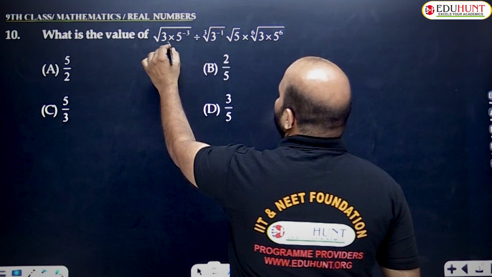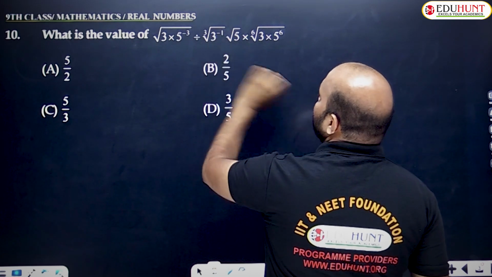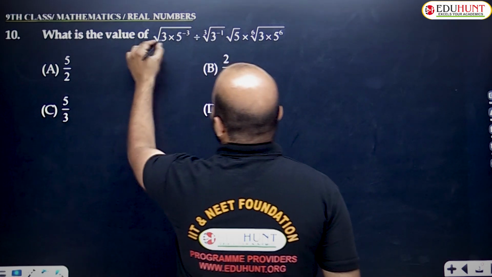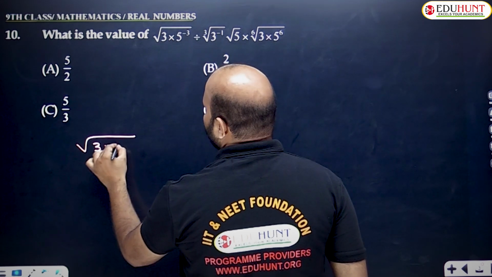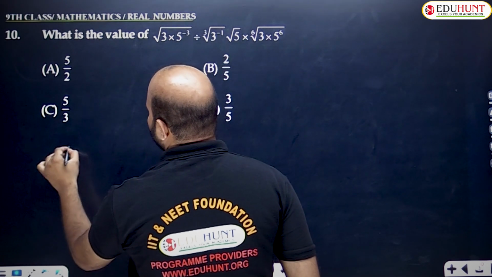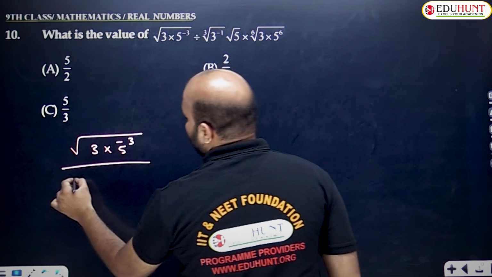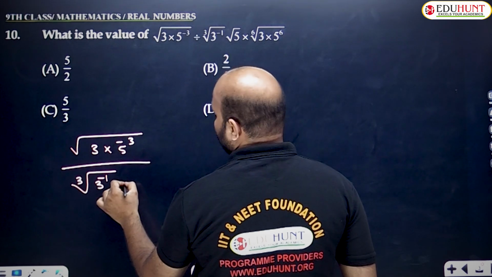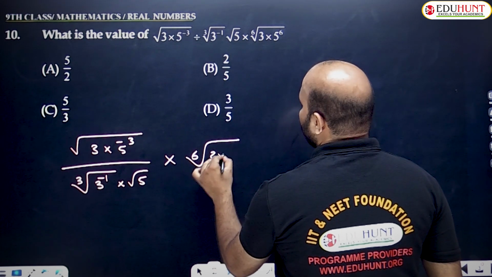So firstly, this is the first value, this is the second value, this is the third value. According to BODMAS, which operation is taken first? Division is taken first, so first we go with division. It can be written as square root of 3 into 5 power minus 3, divided by cube root of 3 power minus 1 into root 5, into 6th root of 3 into 5 power 6.